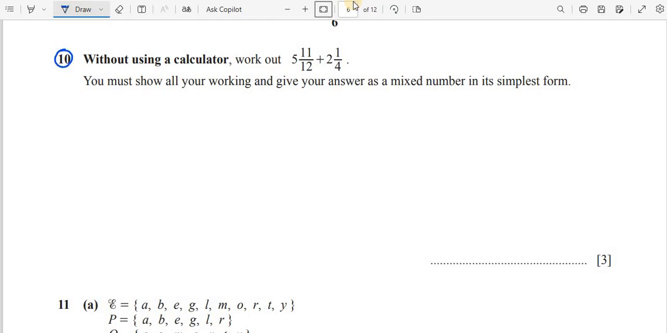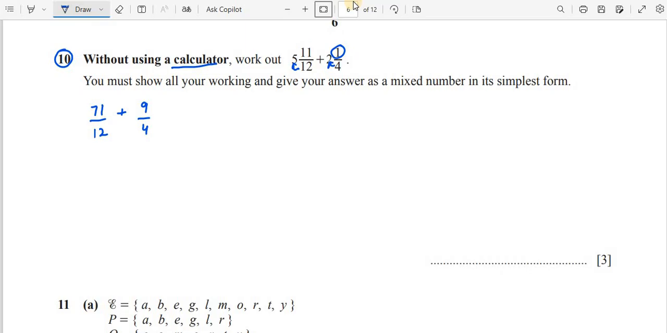Question number 10. Without using a calculator, work out 5 11 over 12 plus 2 1 by 4. So 12 multiplied by 5, 12 5s are 60. 60 plus 11 is equal to 71 over 12. Plus 4 2s are 8, 8 plus 1 is 9. 9 over 4. So this fraction is 9 by 4.